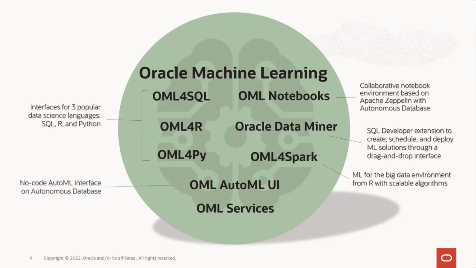Oracle Machine Learning AutoML UI is a no-code user interface that automates the model building, selection, tuning, and deployment process. And lastly, Oracle Machine Learning Services is a RESTful service for model deployment and management, along with cognitive text analytics. Users can deploy models from the AutoML UI directly to OML Services in just a few clicks.